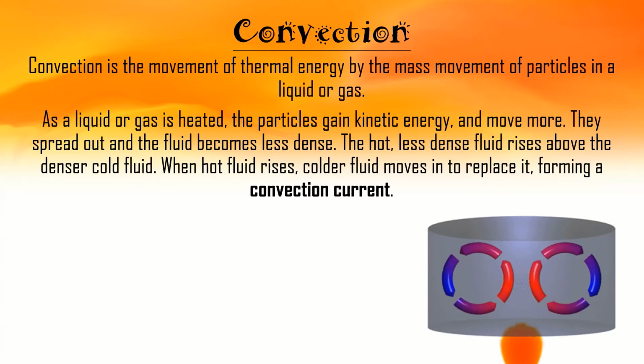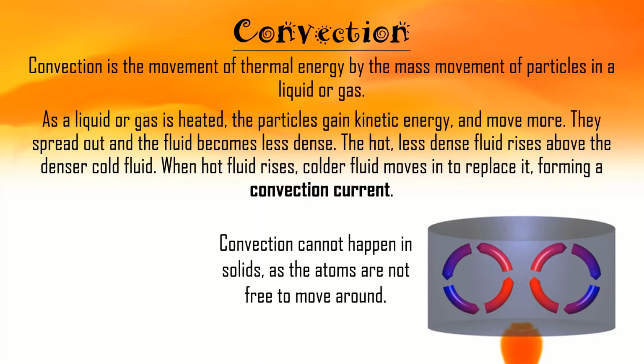At the bottom, the Bunsen burner flame heats the liquid. The particles move more, become less dense, and rise to the top of the pan. As they rise, they start to cool, become more dense, and then they sink. And you can see the arrows on the outside of these circles are blue as the particles are getting cooler, and in the center where they're being heated, they're red to indicate the particles are hot and rising.